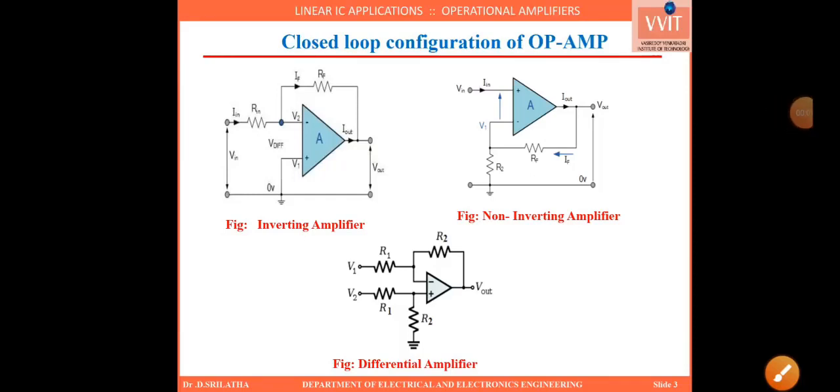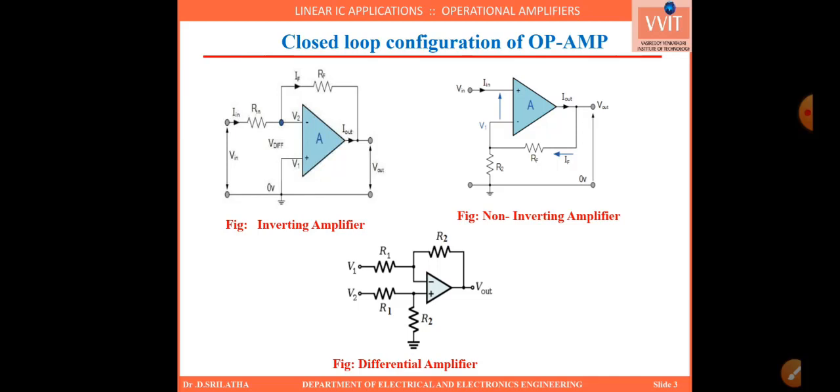Hi. Now in this session, let us discuss closed loop configuration of operational amplifier. Now operational amplifier is operating with and without feedback. If there is no feedback, it is called open loop configuration. Here let us discuss closed loop configuration, meaning an op amp operating with feedback, where the feedback resistance is RF.